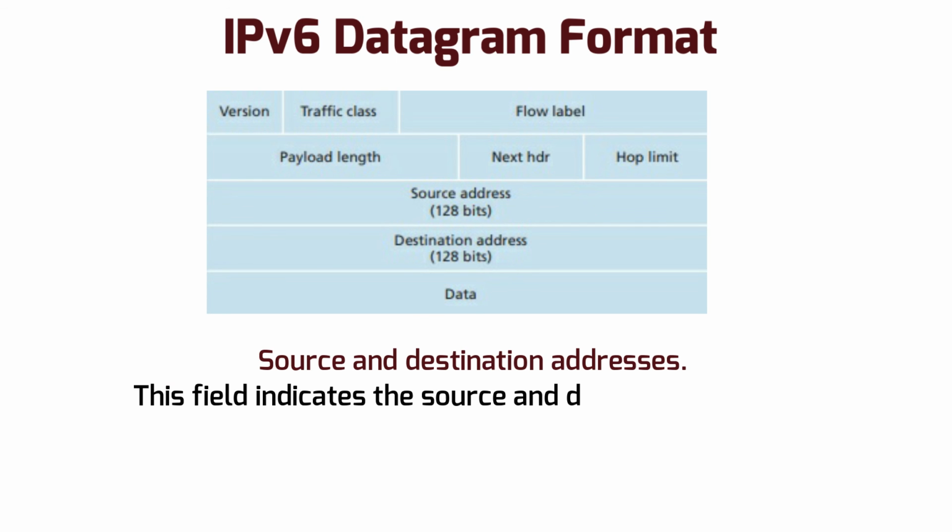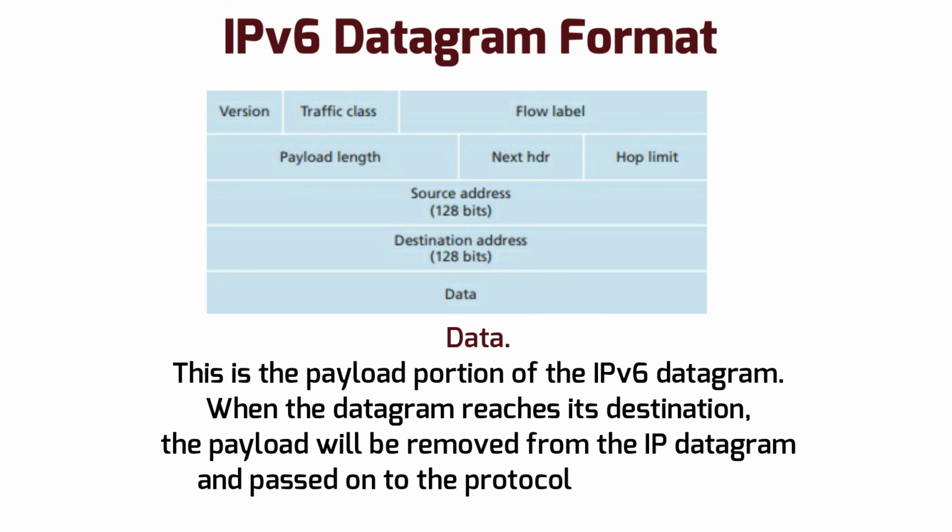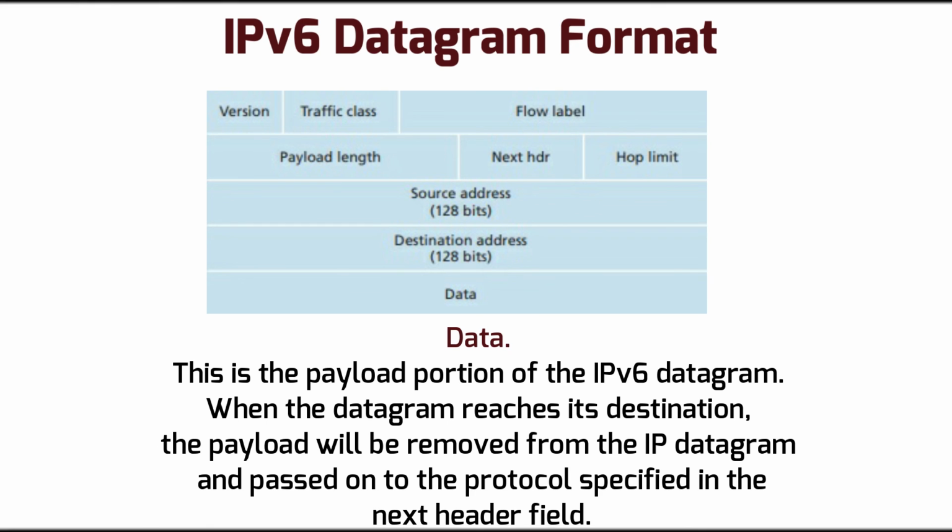Next are the source and destination addresses. This field indicates the source and destination address. And the last field, that is data. This is the payload portion of the IPv6 datagram. When the datagram reaches its destination, the payload will be removed from the IP datagram and passed on to the protocol specified in the next header field.